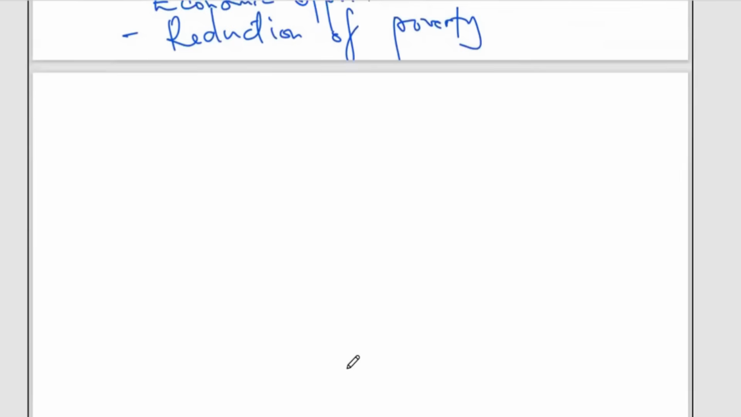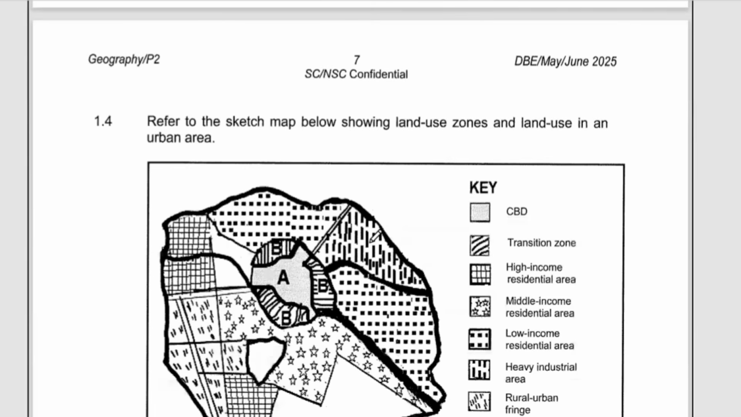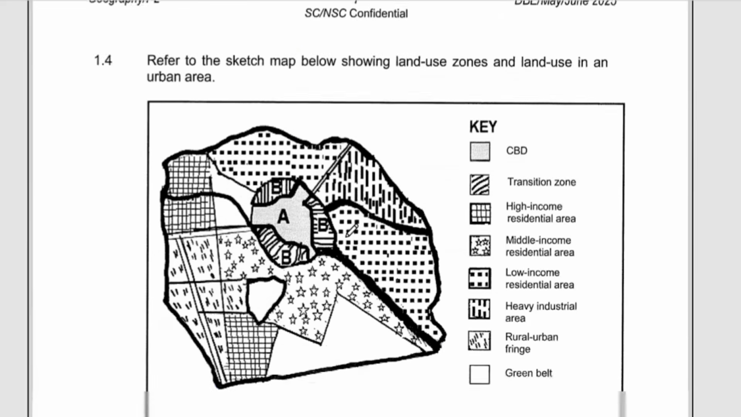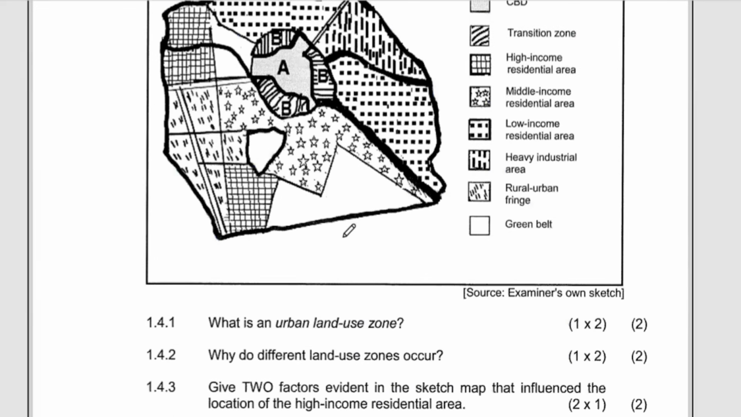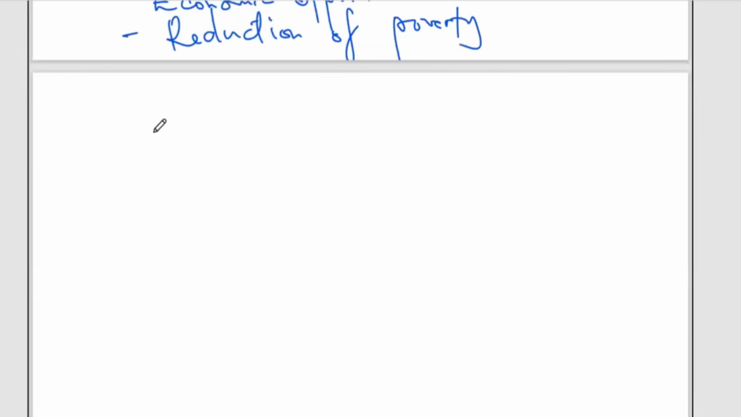Right, then we move on to our next question. The next question refers to the sketch below, showing land use zones and land use in an urban area. Those are the land use zones. What is an urban land use zone? That's a question that you must try to define geographically as a concept. That is number 1.4.1.